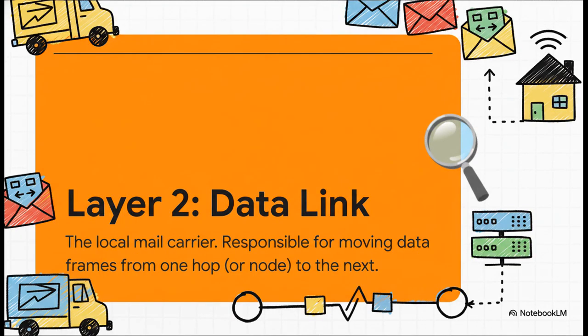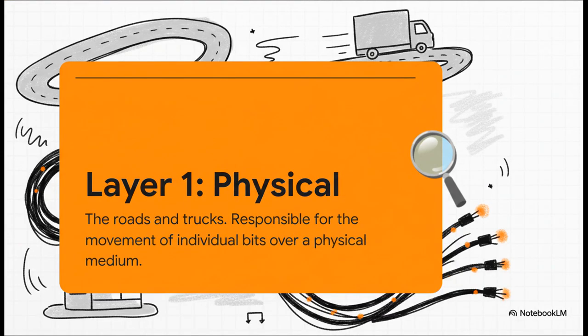Layer 2, the data link layer, is more like your local mail carrier. It's not worried about the final address in another country. Nope, its only job is to get the data packet to the very next stop, or hop on its journey, like from your laptop to your Wi-Fi router. And finally, we hit rock bottom. Layer 1, the physical layer.